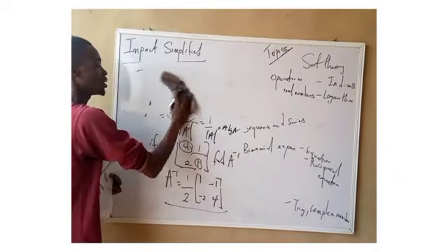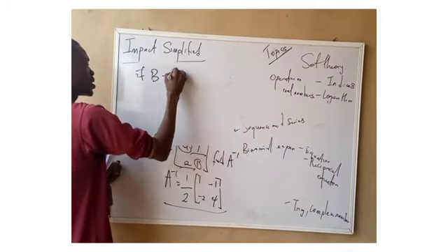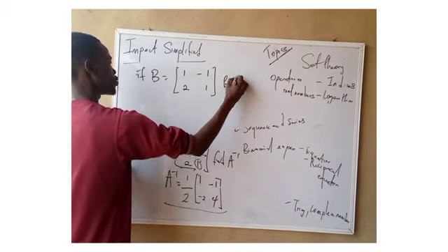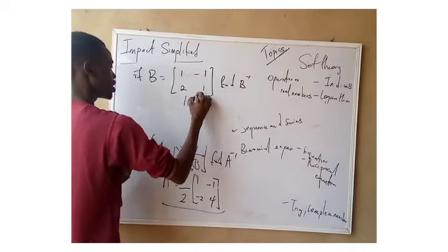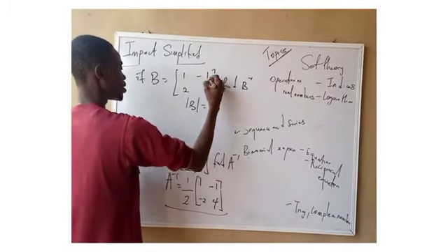Now, let's look at this last question. Under the inverse of A, they say if B is equals to 1, minus 1, 2, and 1, they say we should find B inverse. So how can you find B inverse? The first thing you have to do is to get the determinant of B. And that will give us the major minus the minor.